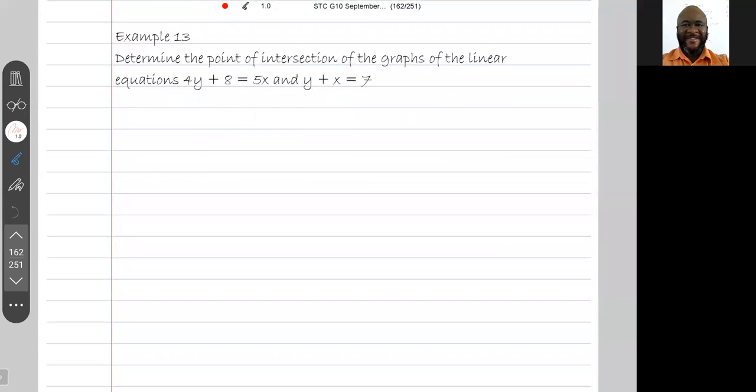Example 13 says, determine the point of intersection of the linear equations 4y plus 8 is equal to 5x and x plus y is equal to 7. So these two lines, if I drew a graph of the two of them, we would see that the two of them intersect. So the first line is 4y plus 8 is equal to 5x. Let's make y the subject. 4y is equal to 5x minus 8.